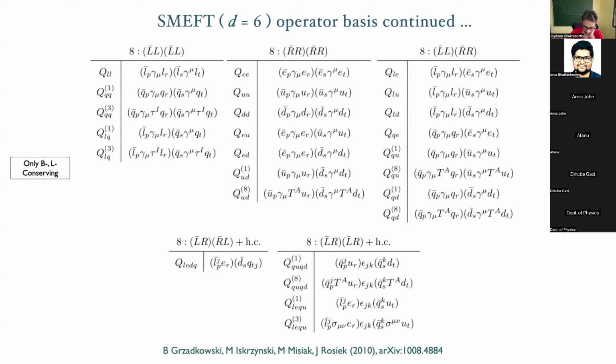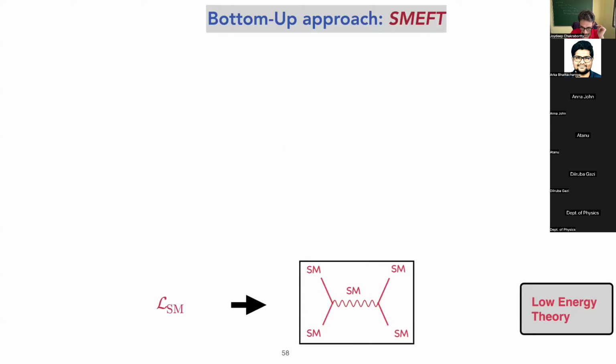Now let's try to understand the bottom-up approach more specifically, from the field theory point of view. Let's consider the standard model effective field theory. When you consider it, it automatically implies that your low energy theory is the standard model. Now you're looking at some kind of scattering, let's say standard model particles exchange a standard model particle, and there's another pair of standard model particles up there.